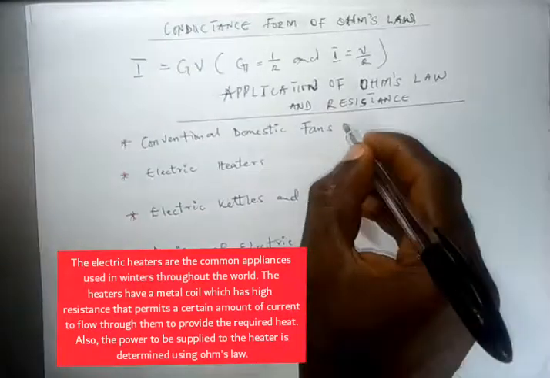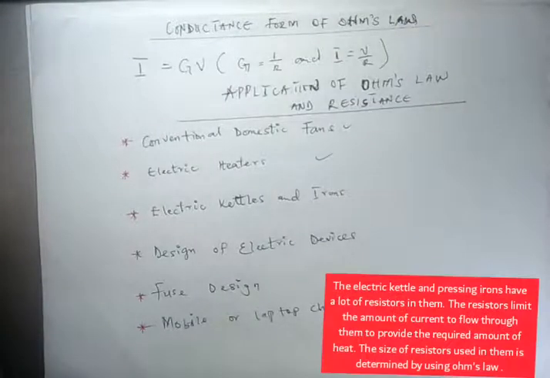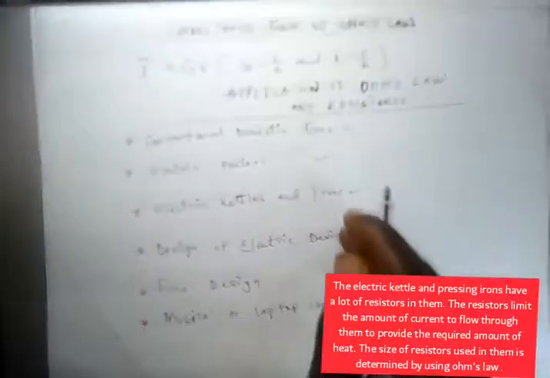The next one we can talk about is electric kettles and irons. Electric kettles and irons have a lot of resistors in them. The resistors limit the amount of current that flows through them to provide the required amount of heat we need to iron or to boil our water or whatsoever. The size of resistors used in them is determined by using Ohm's law as well.